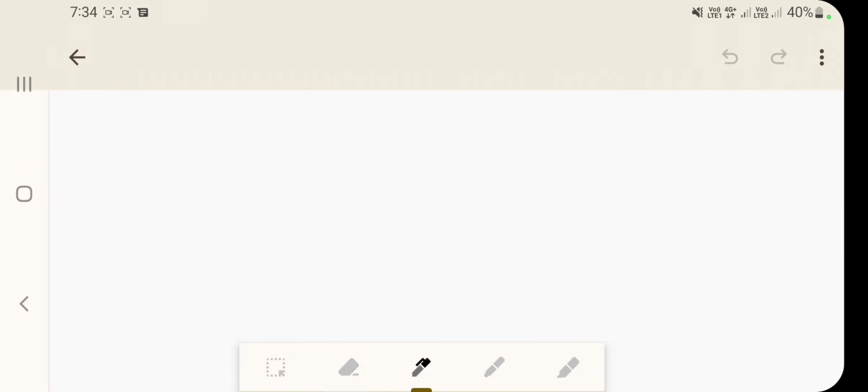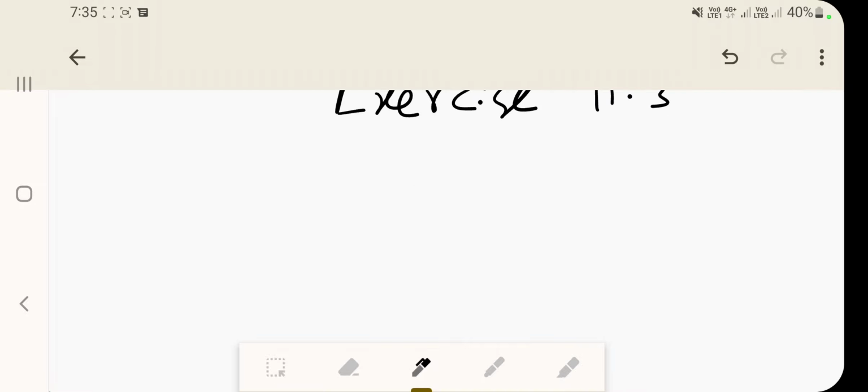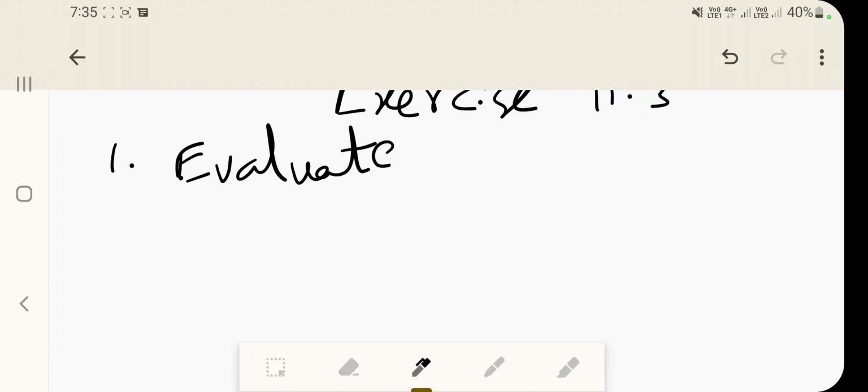Hi everyone. We are starting exercise 11.3 of the trigonometry chapter, SSC mathematics. We'll solve all the problems in this exercise. The first problem asks us to evaluate. They have given a number of problems of this type, and we'll see them one by one.